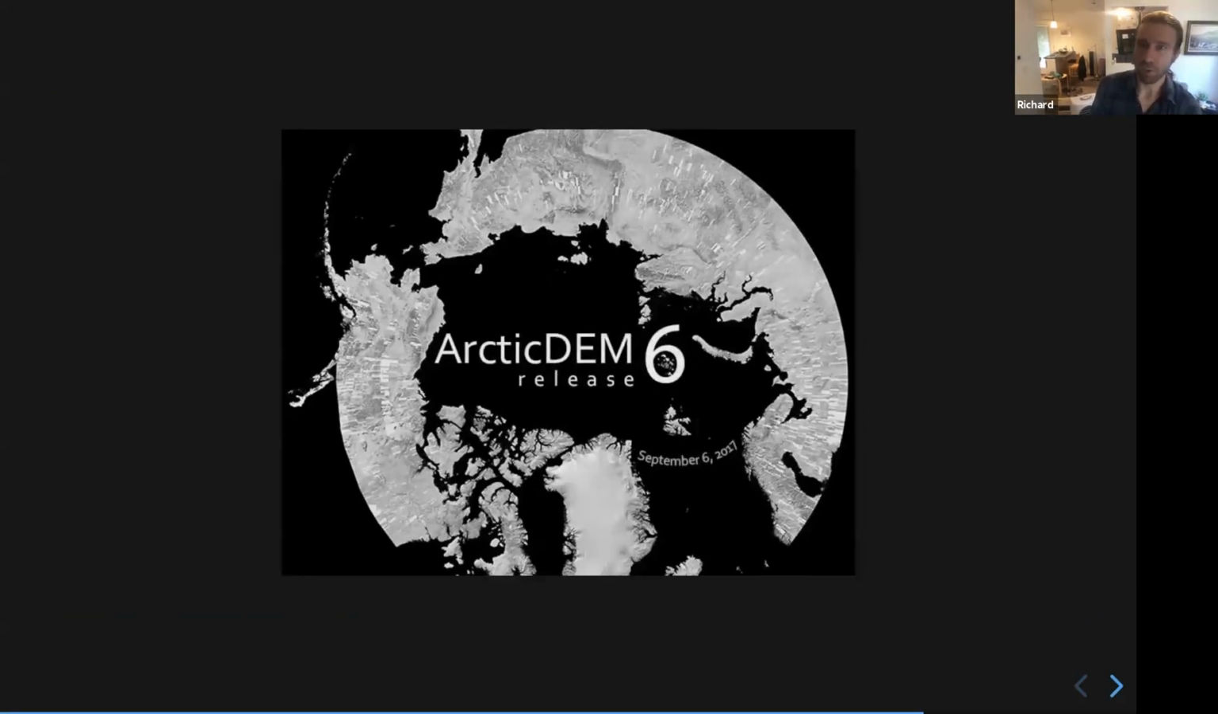Arctic DM6 is a good representation of this. This is the entire planet north of about 60 degrees. And this is at something like 2 meter resolution. It's also a time-varying data set. So there's 20 petabytes of data here. And this is going to become available for the whole Earth within a few years.